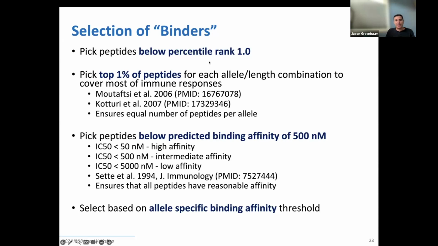Instead of percentile rank, you can just set a percent cutoff. So if you predict 1,000 peptides and you want to take the top 1%, you take just the top 10 peptides for each allele and length combination. And instead of using either percentile rank or percent, you can use an affinity cutoff. So 500 nanomolar is a classic threshold for binding affinity. You can also use an allele-specific binding affinity, which have been established over the years.